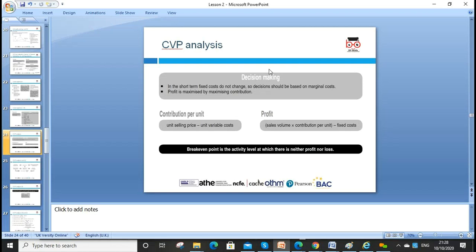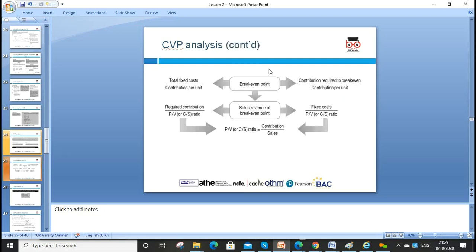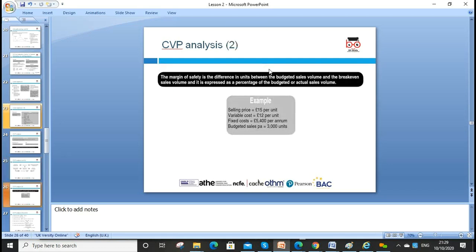In the short term, fixed cost doesn't change, but the variable cost carries on changing. The contribution per unit is the selling price minus variable cost. Profit is sale volume times the contribution per unit minus fixed cost, so you can find how much profit we have in a certain period. These are the formulas we can use for break even: total fixed cost divided by contribution per unit. The required contribution we can find by using the PV ratio, or what we call the contribution to sales ratio, which we'll go through in the next slide. The fixed cost divided by contribution gives break even. So we'll go through a few questions here.